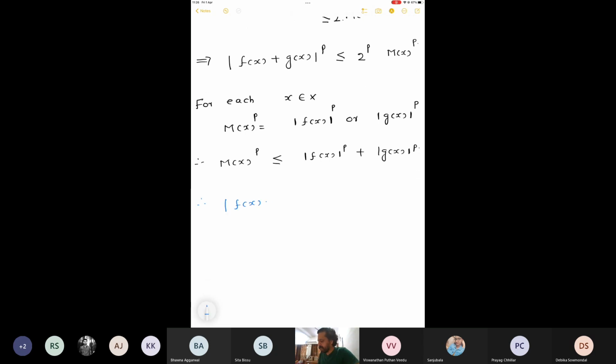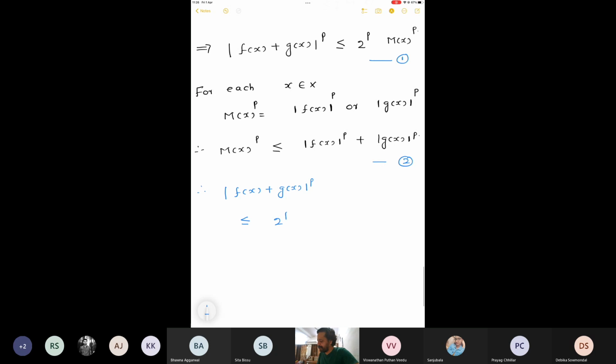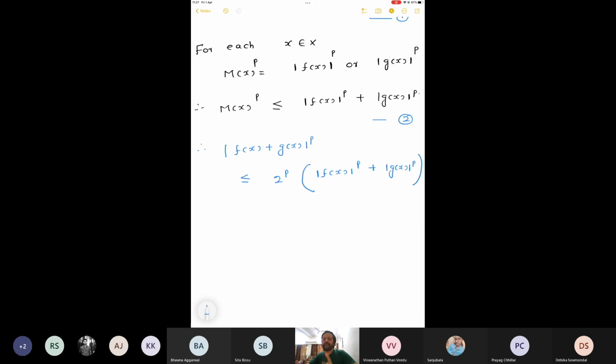Therefore, modulus of f of x plus g of x the whole power p, this let me call 1, this let me call 2. You combine 1 and 2. This is less than or equal to 2 power p m of x power p, which I would write as modulus of f of x the whole power p plus modulus of g of x the whole power p. So now it is of the form where you have some function alpha x on the left side and beta x on the right side. Both are non-negative and alpha x is less than or equal to beta x.